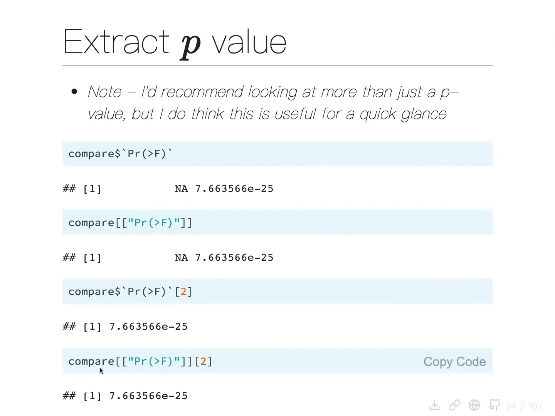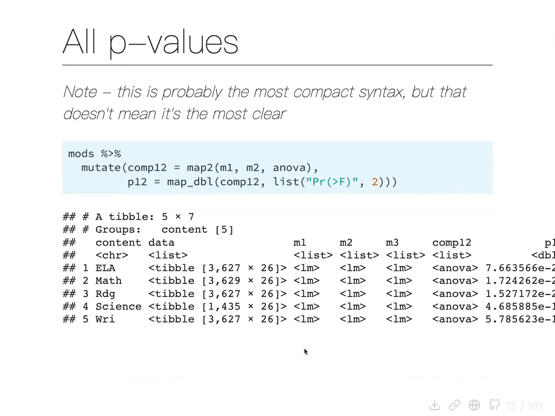So this is what I do. One of the ways I could do this is map double through my comp1, 2 and do this list, pull that thing, and then give me the second one. This is that really compact syntax I showed you before, at the start, that is kind of confusing, and I wouldn't necessarily expect you to remember it.